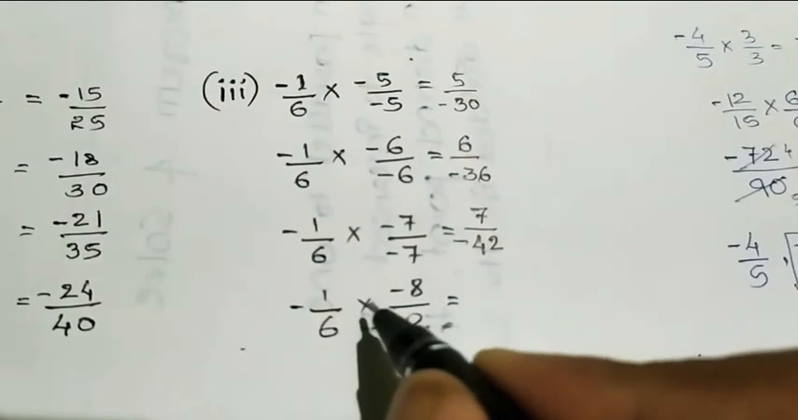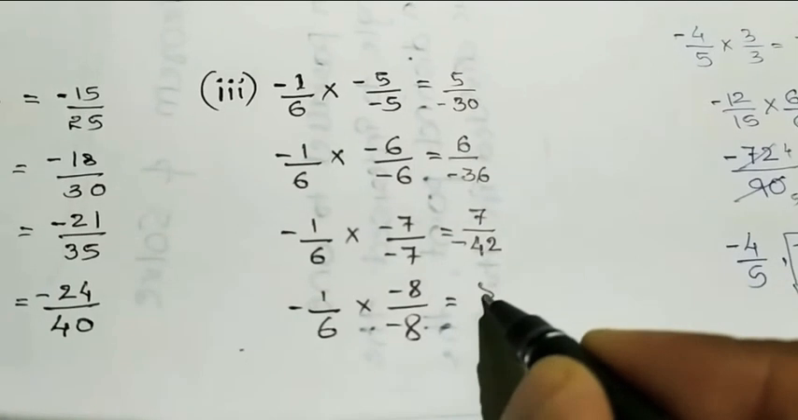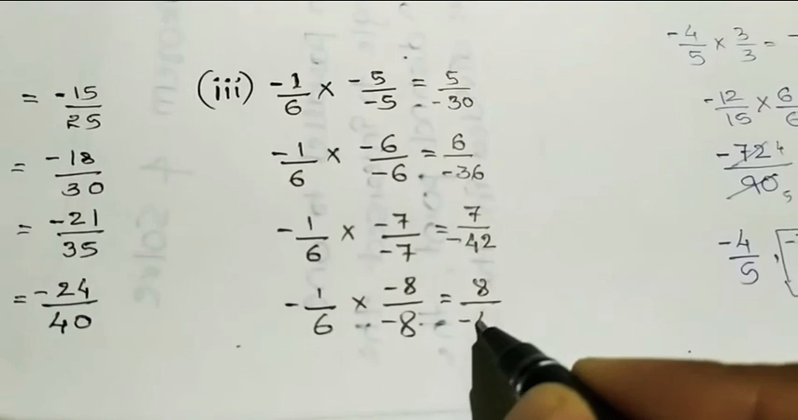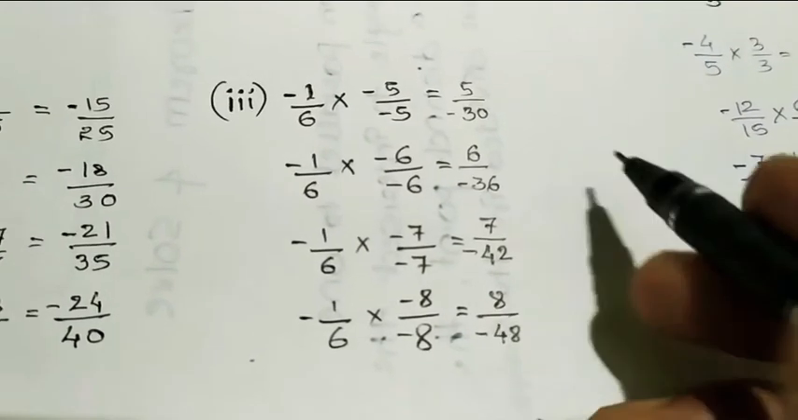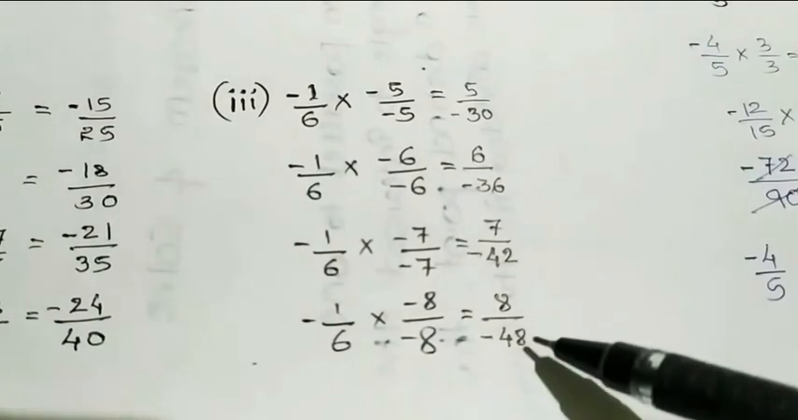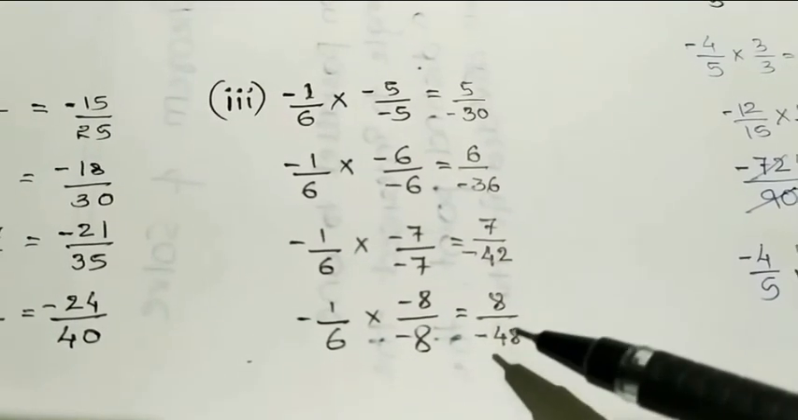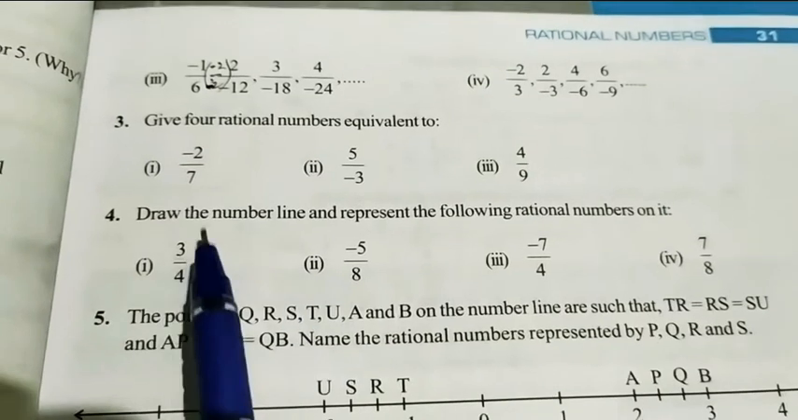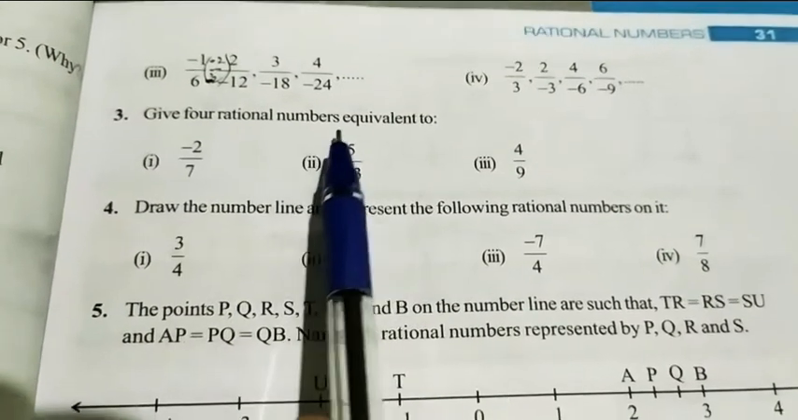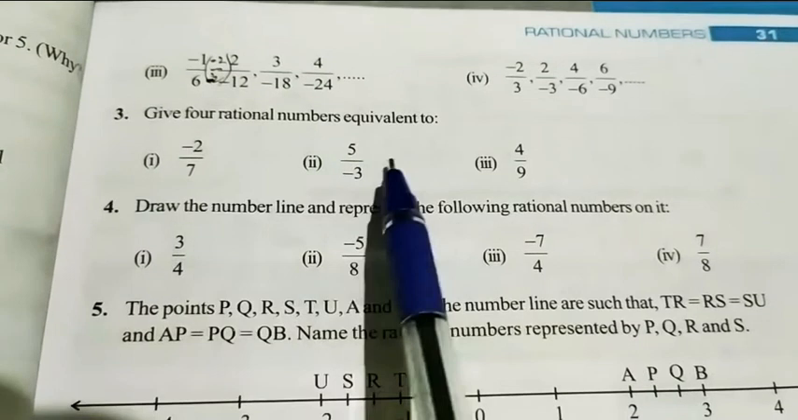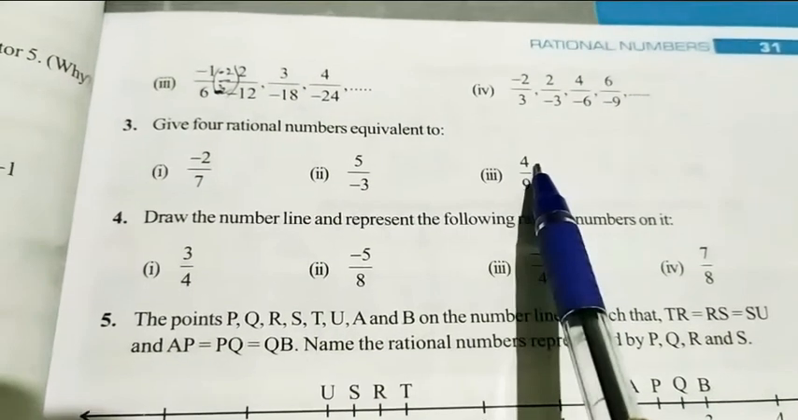So next, minus 1 into minus 8, we will get 8 6s are 48, so it will be minus 48. So these 4 are our required answers. The fourth one, try yourself. Third question: give 4 rational numbers equivalent to minus 2 by 7, 5 by minus 3 and 4 by 9.